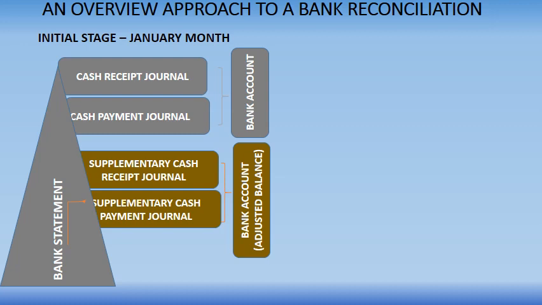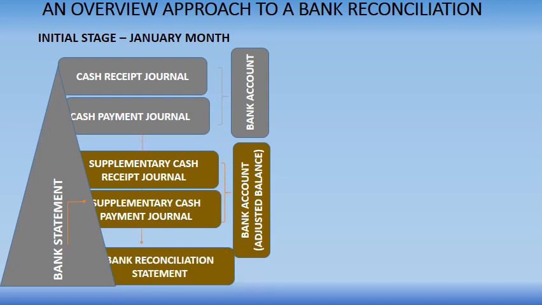Thereafter, a bank reconciliation statement will be prepared by bringing in all the outstanding items from the cash receipt journal and the cash payment journal. The statement will start first by showing the closing balance as per bank statement. The bank reconciliation will be concluded by bringing in the adjusted closing balance of the bank account. This is an overview approach to a bank reconciliation for the first month.